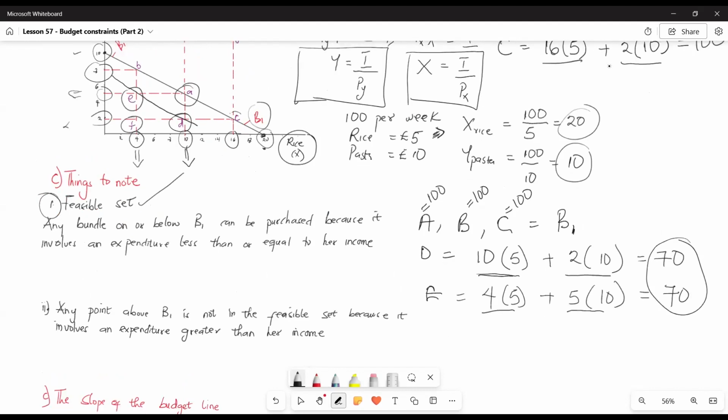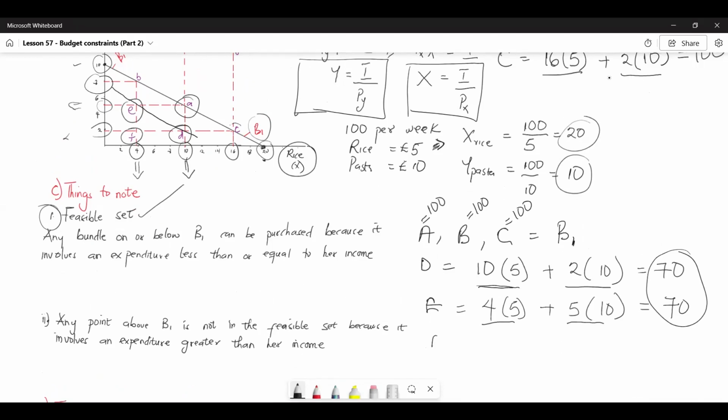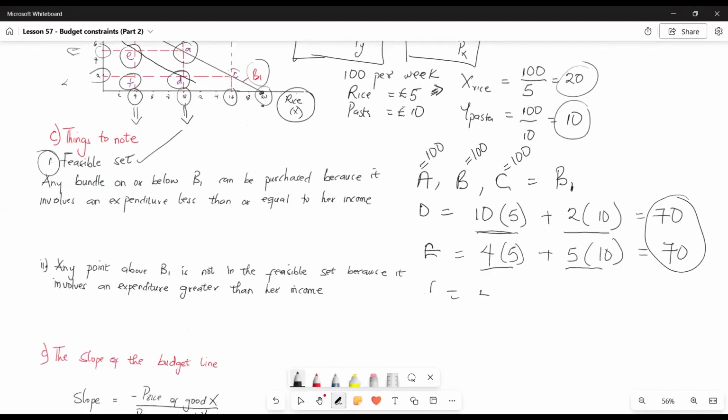Now let's look at bundle F. Bundle F has 4 units of good X at a price of 5 and 2 units of good Y at a price of 10. So this is 20 plus 20, which is equal to 40. So Ella is spending £40 if she consumes bundle F.